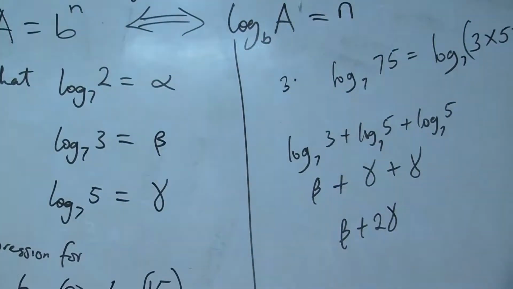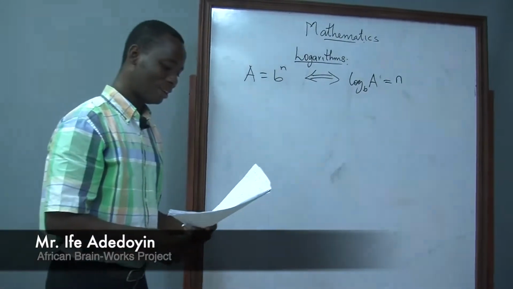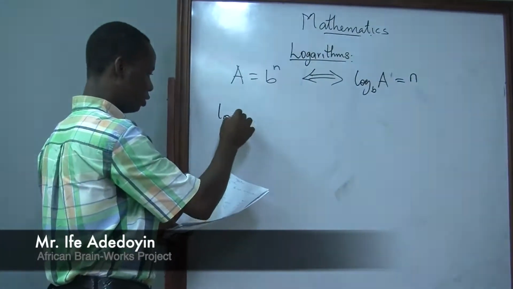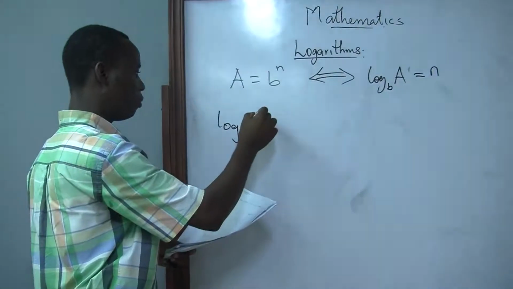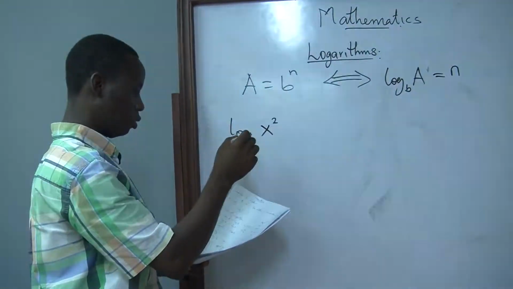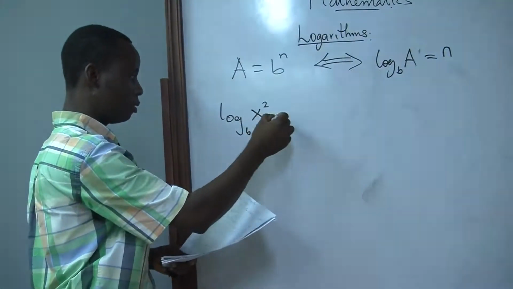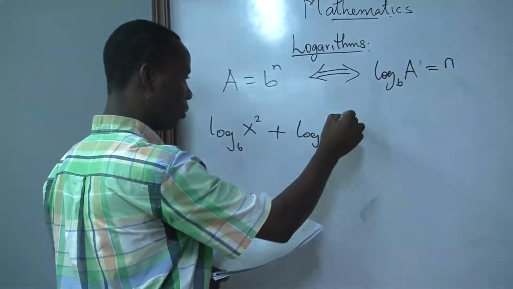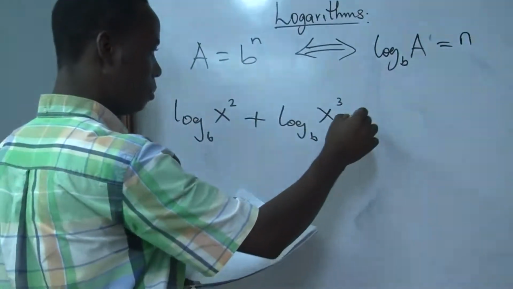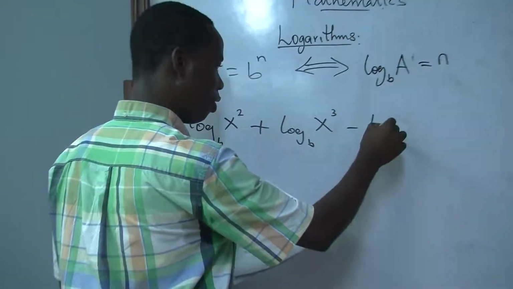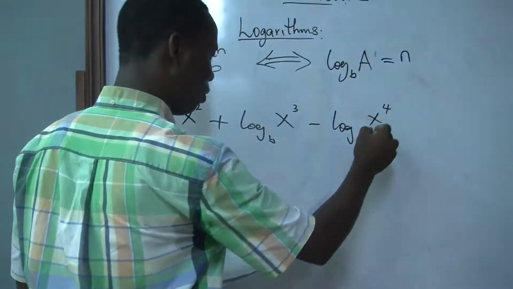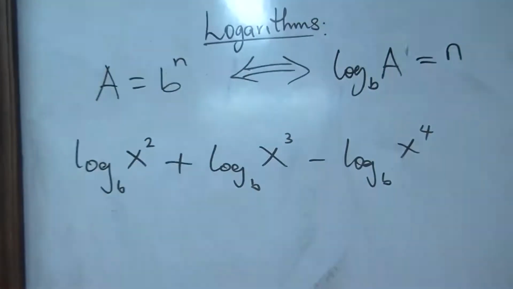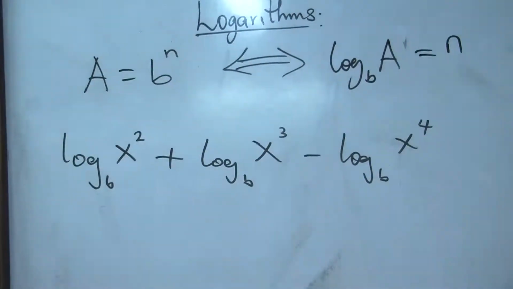Giving us another example where we're just going to be simplifying also this expression: log x raised to the power of 2 in base b plus log x raised to the power of 3 in base b minus log x raised to the power of 4 in base b. And we are to simplify this expression. What do we do?